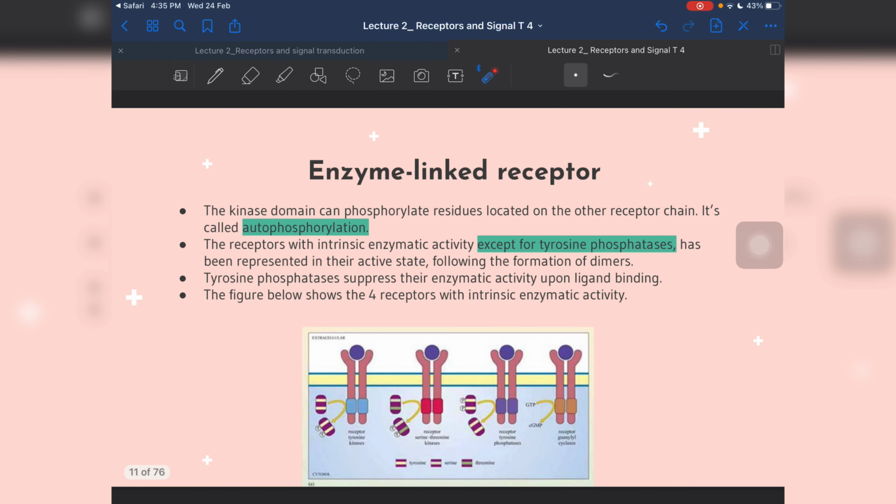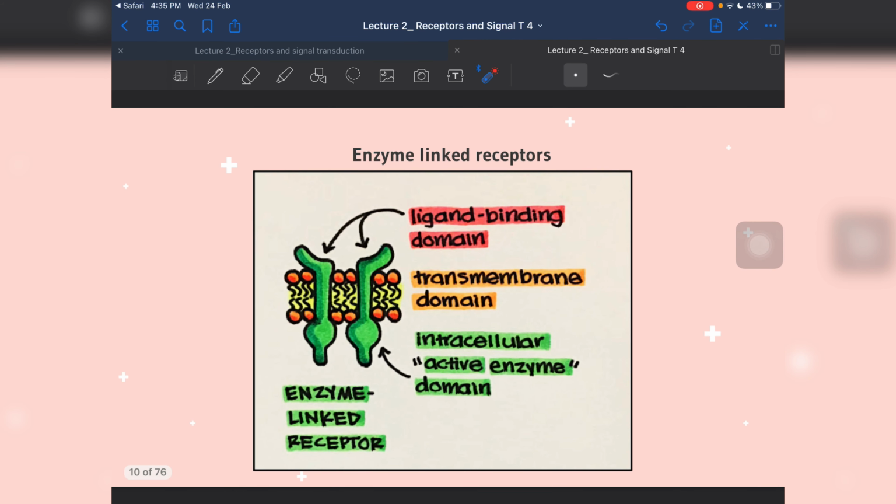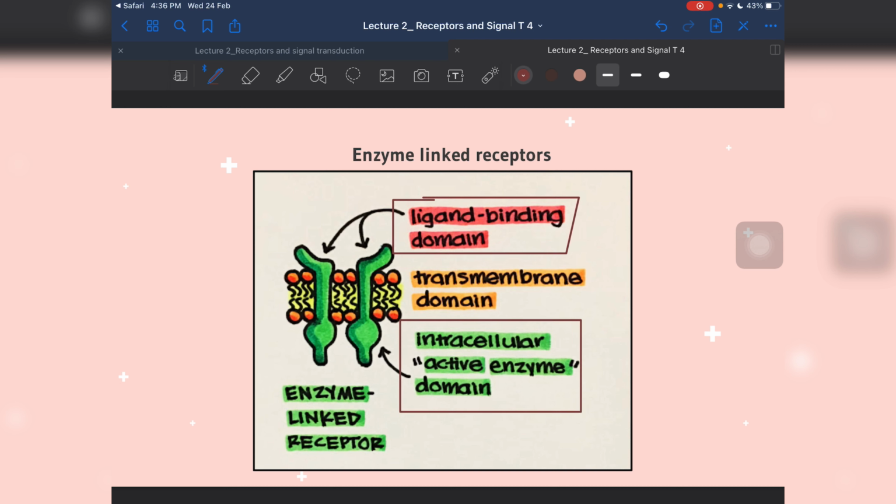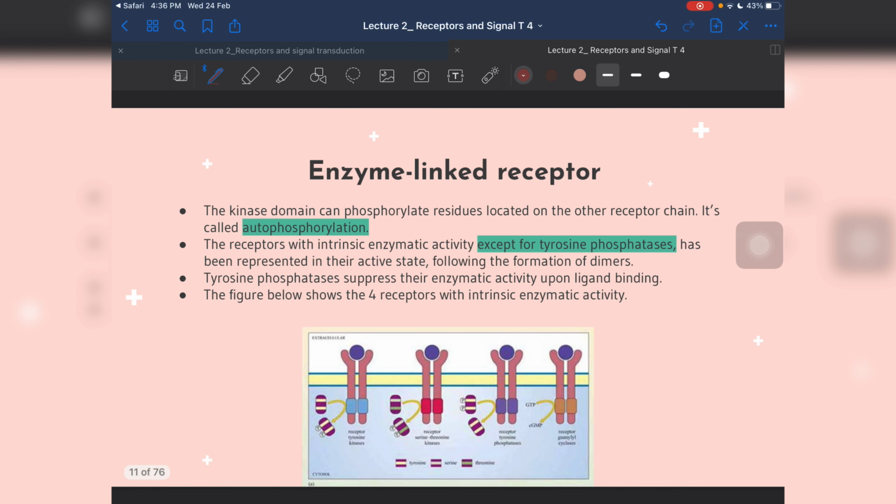Now, we are going to look into enzyme linked receptors. Look at the shape of this receptor. It is made up of two domains, which are the ligand binding domain and also the enzyme domain, also known as the kinase domain. Also note that a single enzyme linked receptor cannot work on its own and must go through dimerization in order to be activated and to work. The kinase domain can phosphorylate residues located on the other receptor chain.